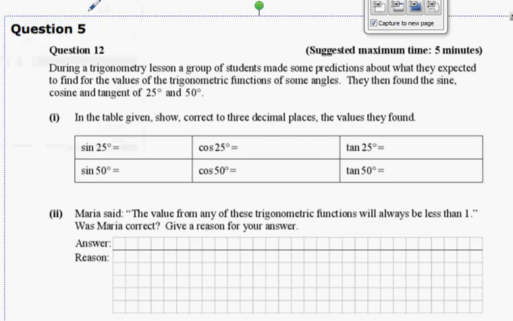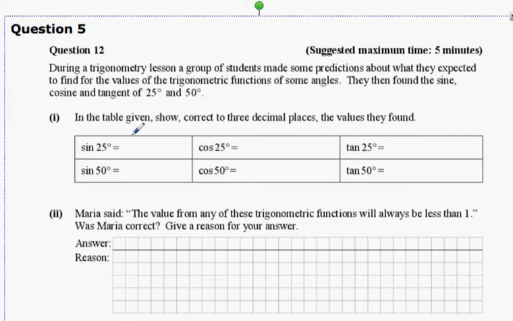What we have here is this, guys. During a trigonometry lesson, a group of students made some predictions about what they expected to find for the values of the trigonometric functions of some angles. Then they found the sine, cosine, and tangent of 25 and 50. In the table below, correct to 3 decimal places, the values they found.